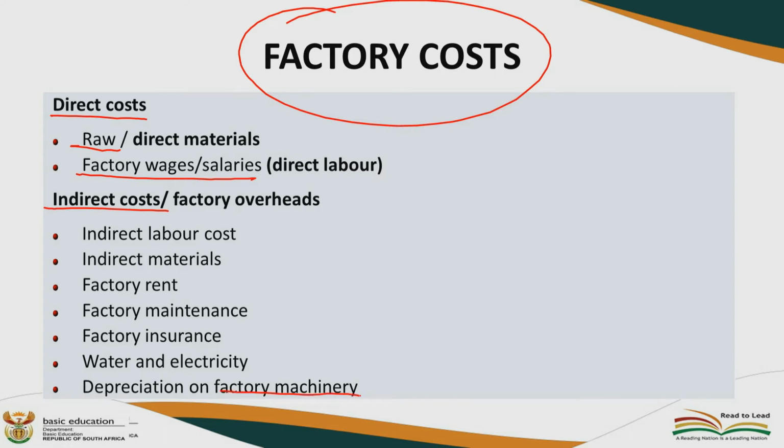Okay? So, in summary, you need to understand this. Two things. We have direct cost and we have indirect costs. All of these, when they are combined, make up what we call the production cost statement.